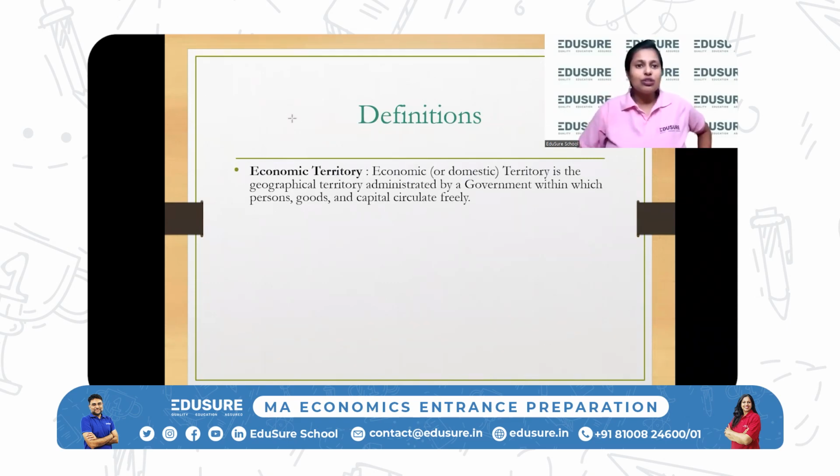it for? So the first concept that we have to understand in this is the economic territory. What is the meaning of economic territory? Firstly, we calculate the income for an economic territory, meaning it is the geographical territory, so literally physical geographical territory, which is administered by a government within which people, goods and capital can circulate freely. So it is the physical boundary of a country within which people, goods and capital can move freely. Okay, so we calculate it for that physical place.